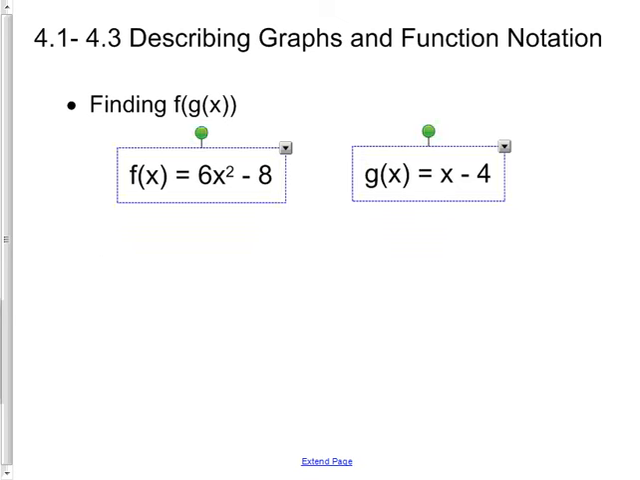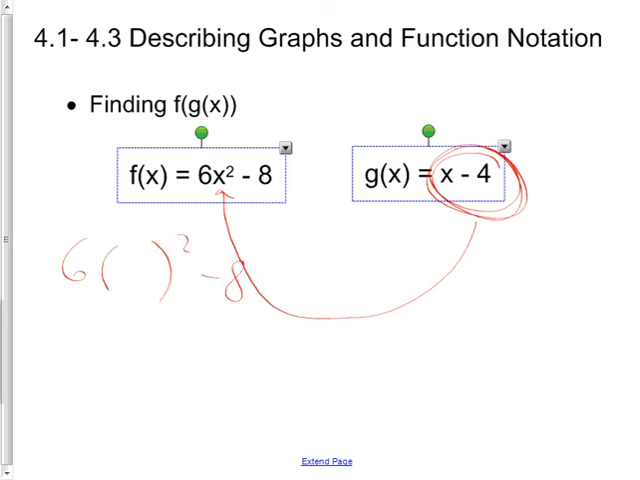Okay, here's what you should have had. You're putting the g into the f. This one is going to go into that one, and the only place it can actually go into is the x. So I go 6 empty spot squared minus 8. Notice me writing it out with an empty spot where the x is. Very handy. Now I'm going to drop in the x minus 4, and I am done. That is f of g of x.